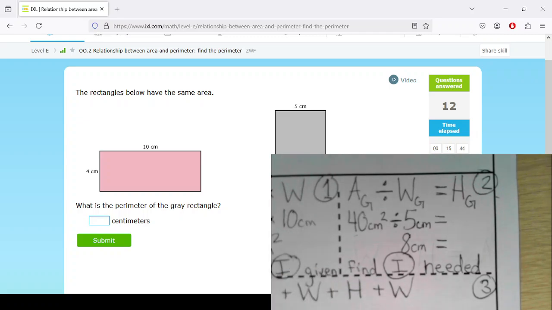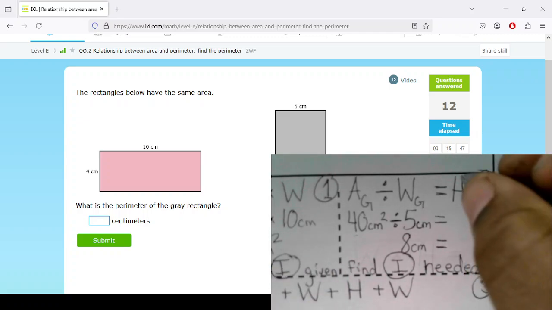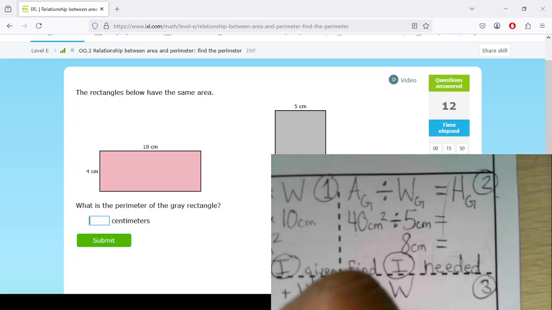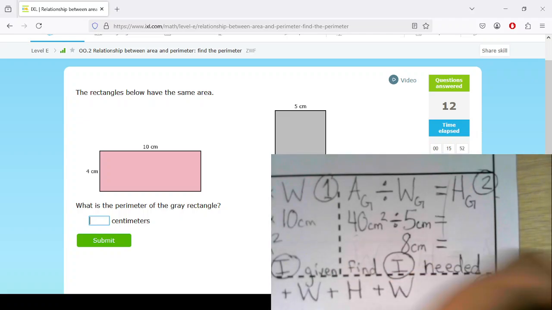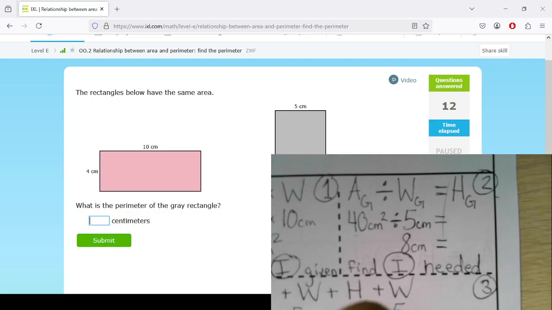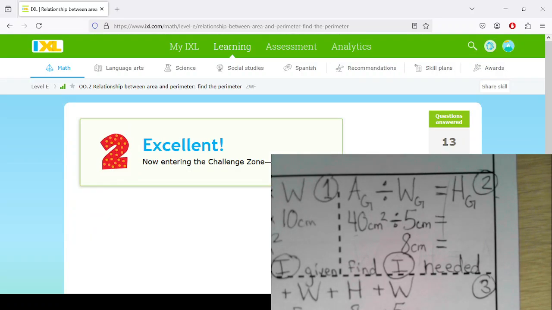So now I have the height of my gray rectangle, 8 centimeters plus 8 centimeters. And I already had the width of my gray rectangle, 5 centimeters plus 5 centimeters. You can add them however you want. 8 plus 8 is 16. 16 plus 10 is going to be 26 centimeters. Okay, and that's all you have to do.